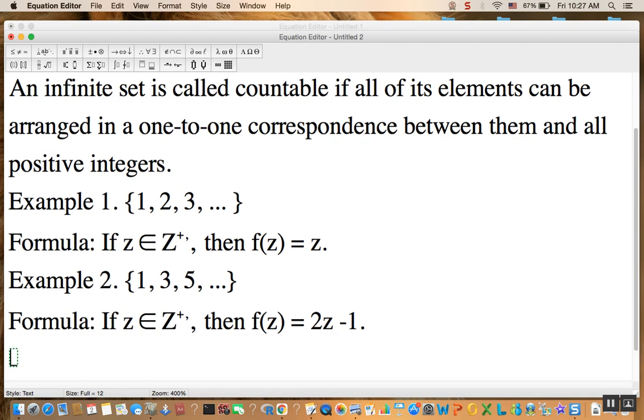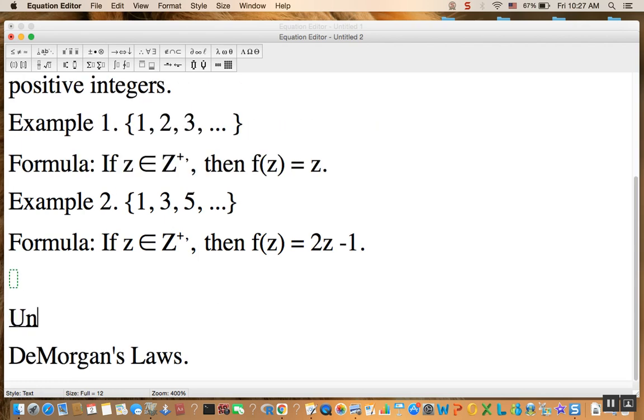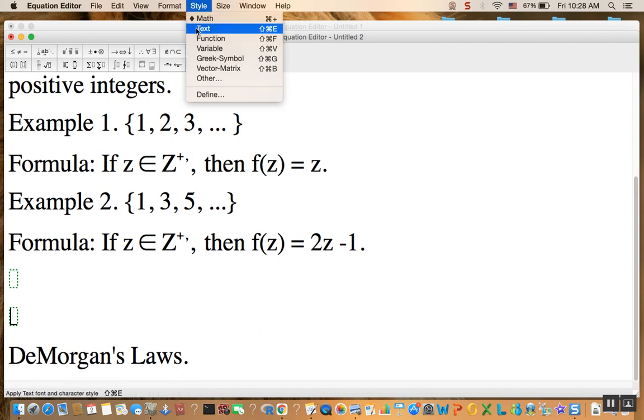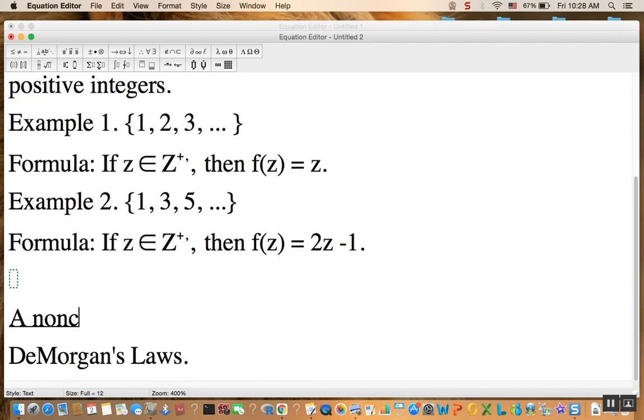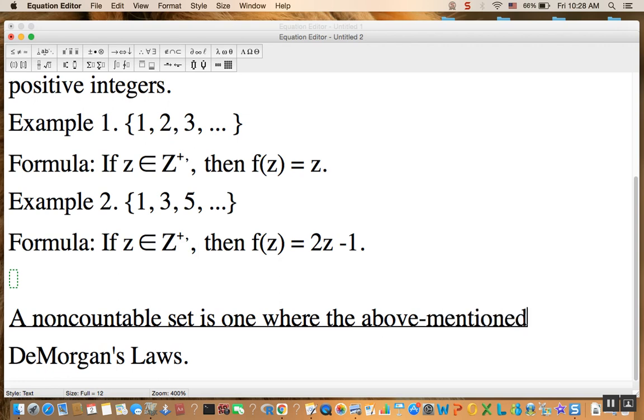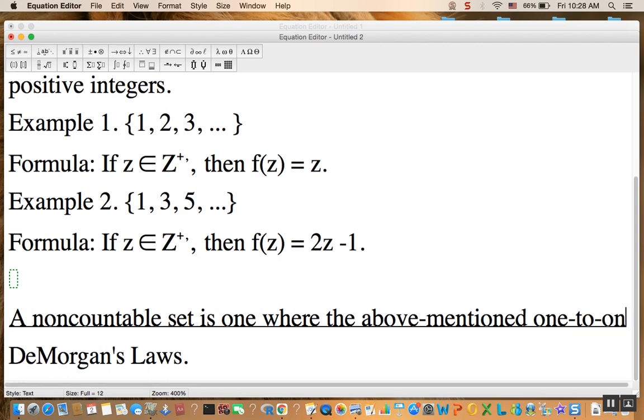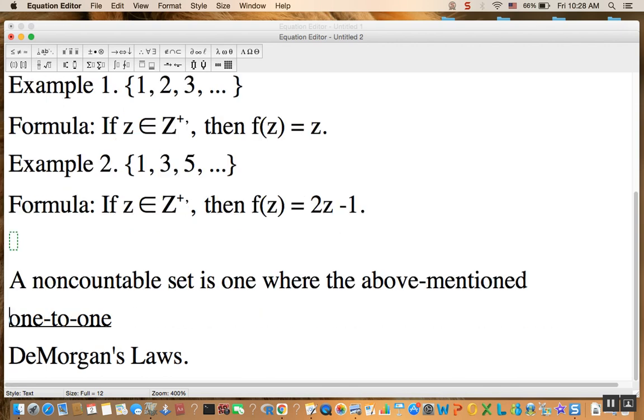How about uncountable sets? First, let me tell you how we are going to be defining these guys. A non-countable set is one where the above mentioned one-to-one correspondence cannot be established.